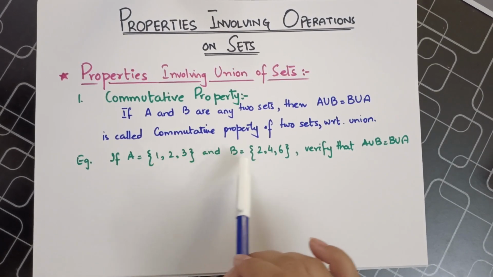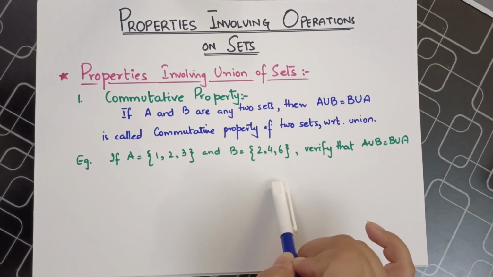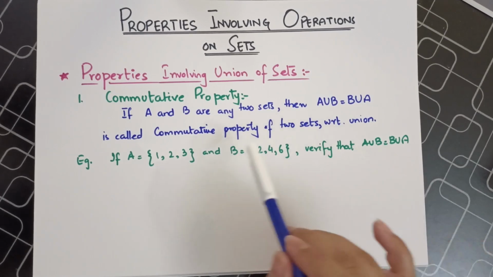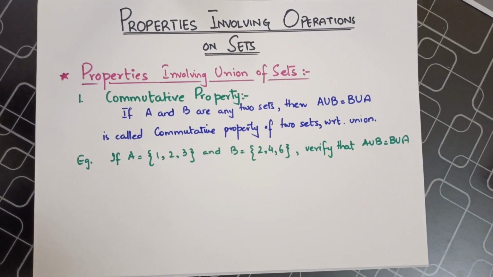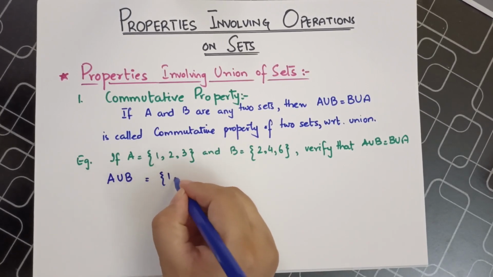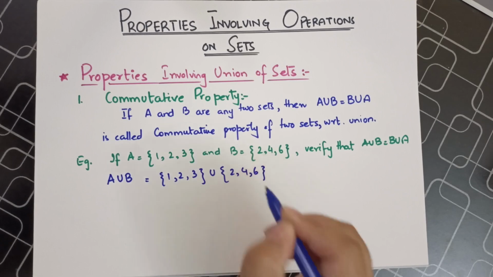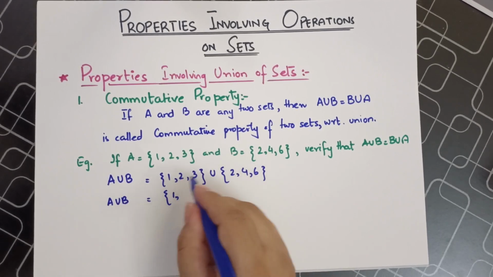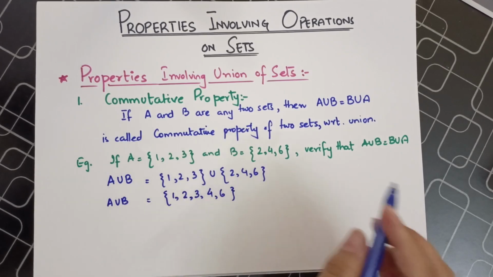If A is equal to {1, 2, 3} and B is equal to {2, 4, 6}, verify that A union B is equal to B union A. So they have asked you to prove that the commutative property with respect to union holds between these two sets. How are we going to solve it? First of all, we're going to solve it for A union B. Now A union B is equal to {1, 2, 3} union {2, 4, 6}, and when we write it, 1 as it is, 2 is common, so we write it only once, then 3, 4 and 6. This is A union B.